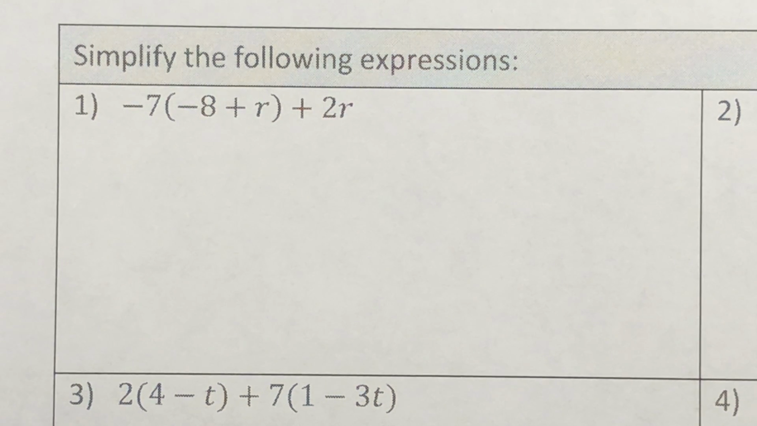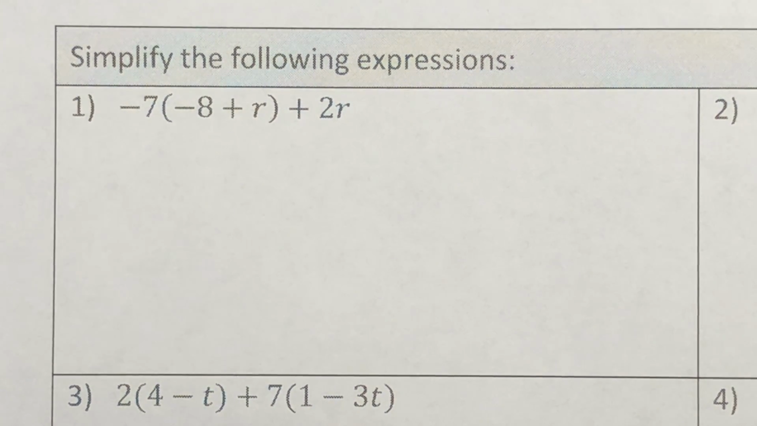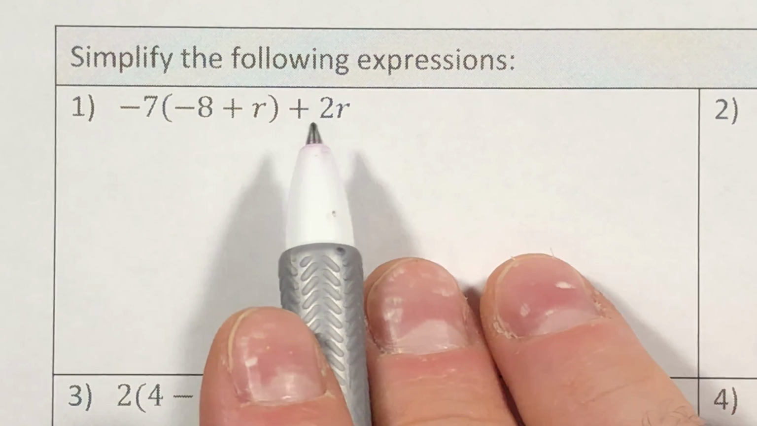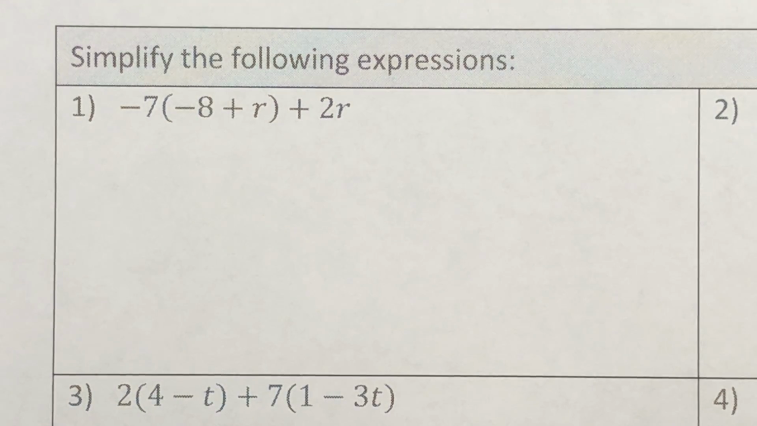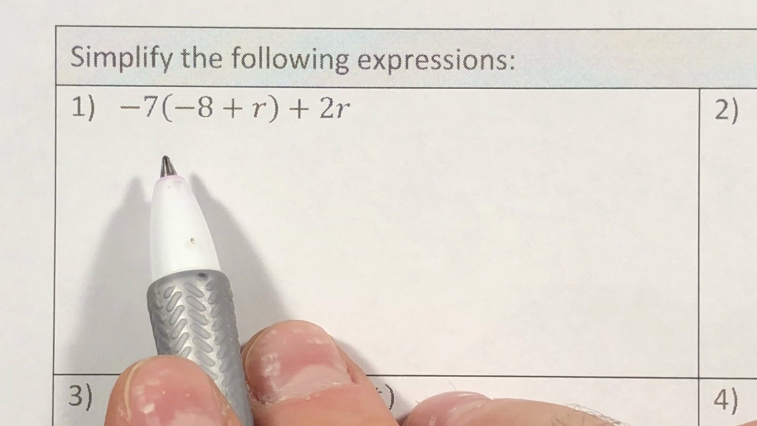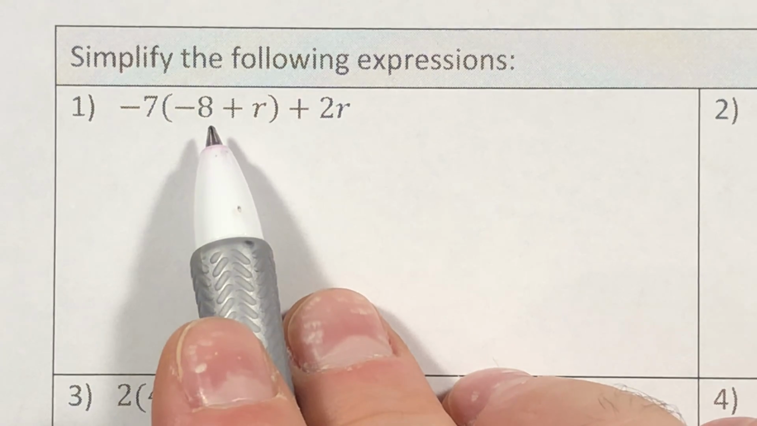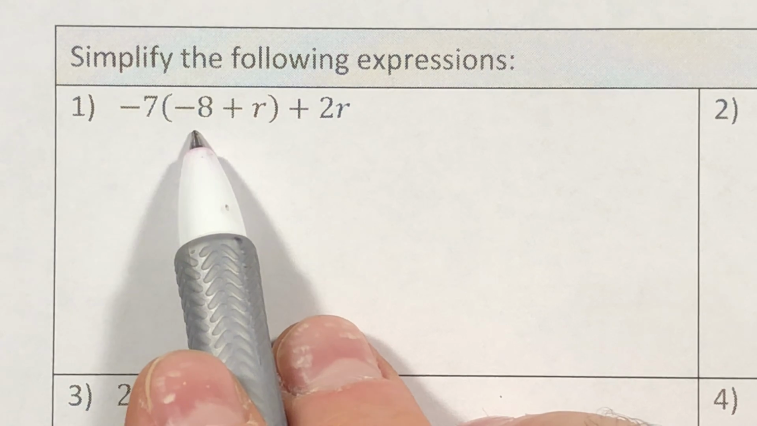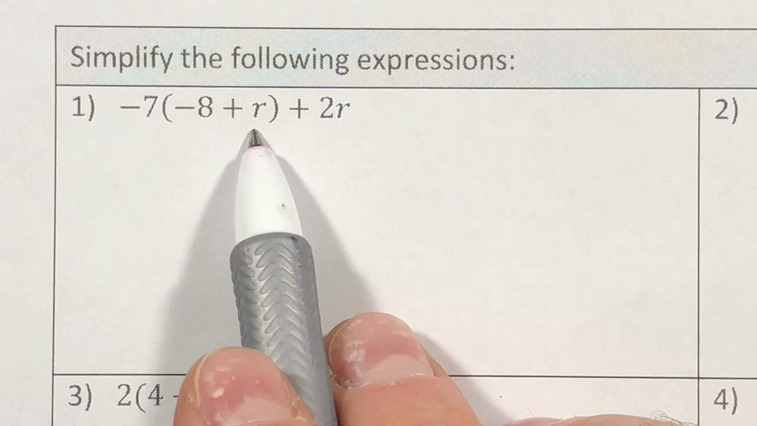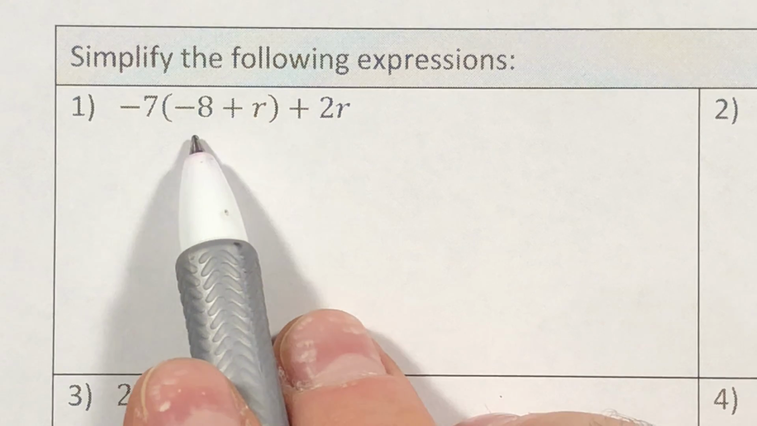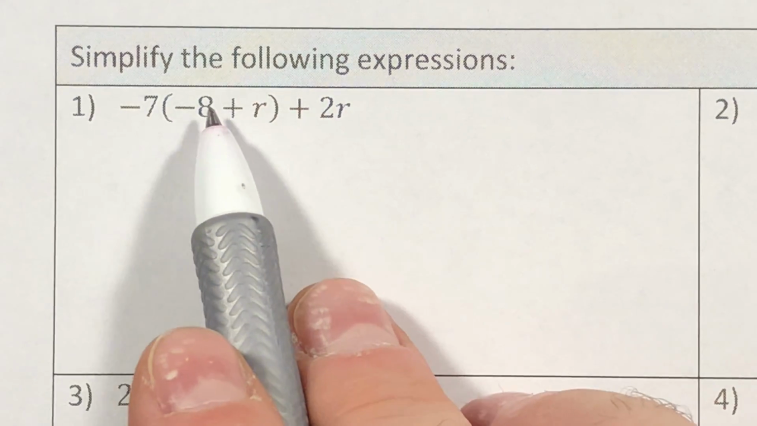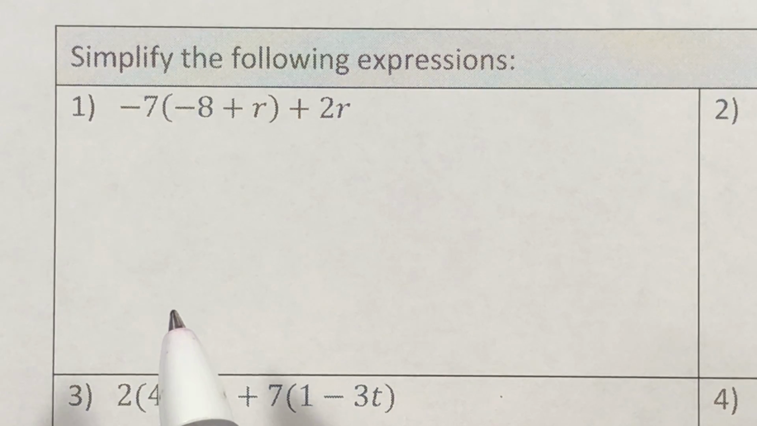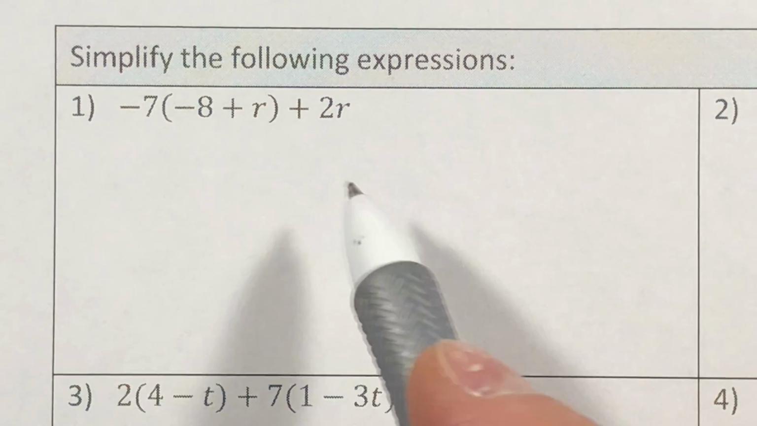So let's go ahead and take a look at the first one. We're going to simplify this expression. So we have -7(-8 + r) + 2r. Working through this, my order of operations says parentheses. I'm going to go inside the set of parentheses and see what I can do. Inside the set of parentheses, I have -8 + r. I can't do anything. Those aren't like terms. That doesn't have a variable. This does have a variable. I can't add these together. So I'm going to ignore that and move on.